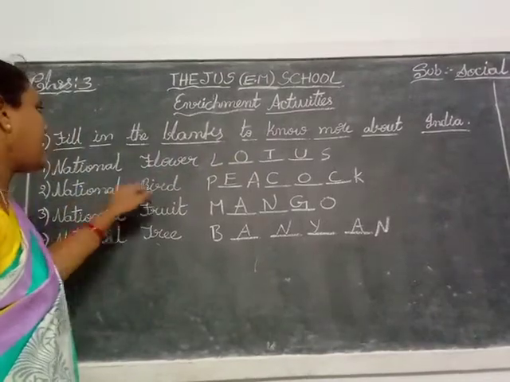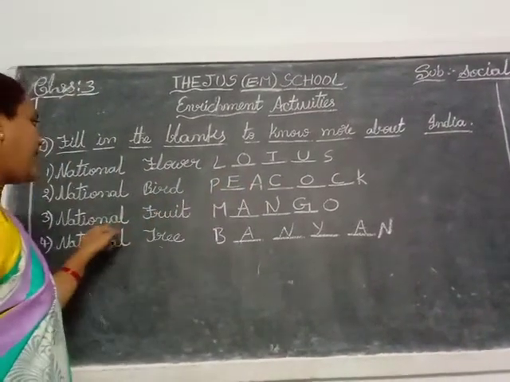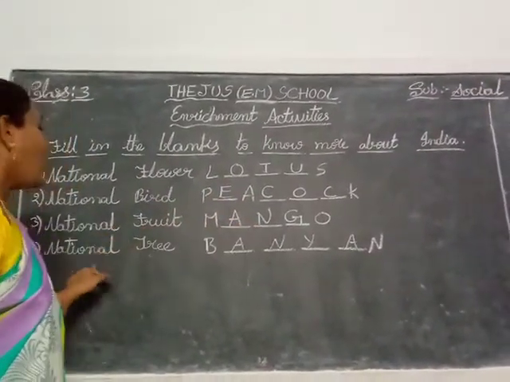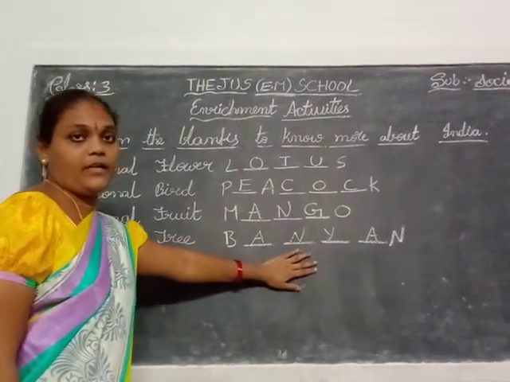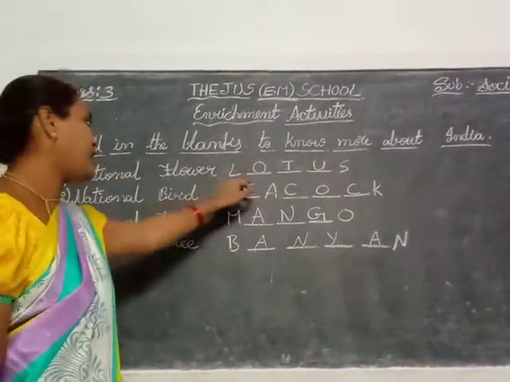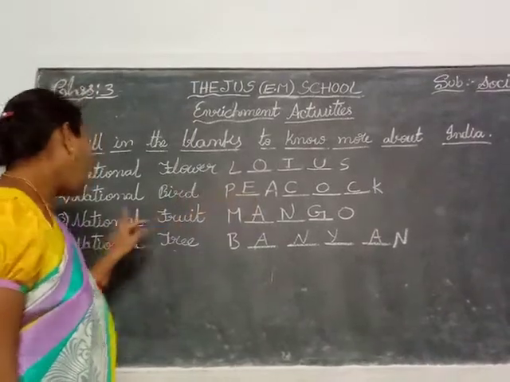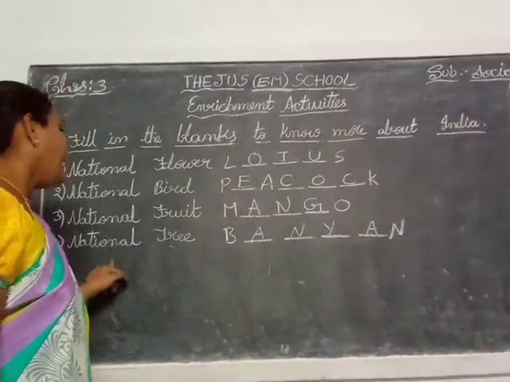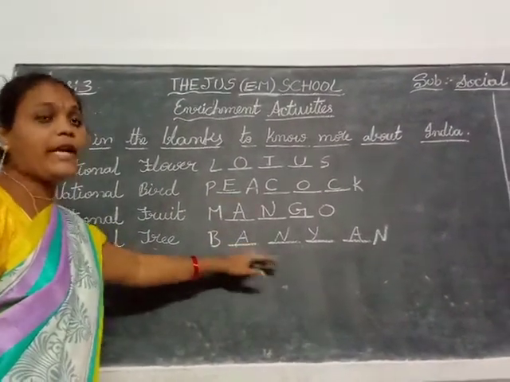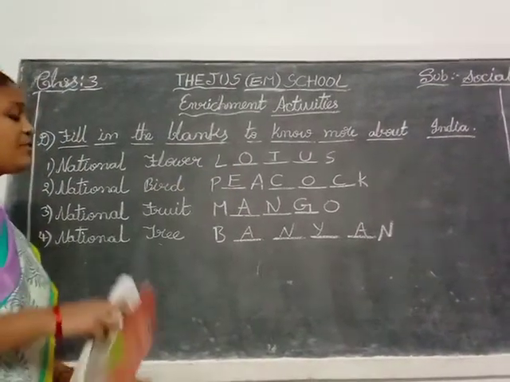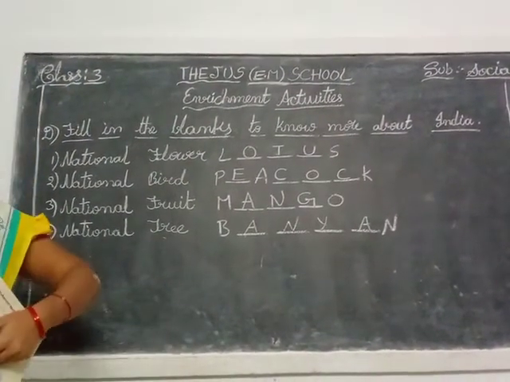See? National flower, lotus. National bird, peacock. National fruit, mango. National tree, banyan. See, children? National flower, lotus. National bird, peacock. National fruit, mango. National tree, banyan tree. Okay? Write in your enrichment activities textbook, children, complete the missing letters.